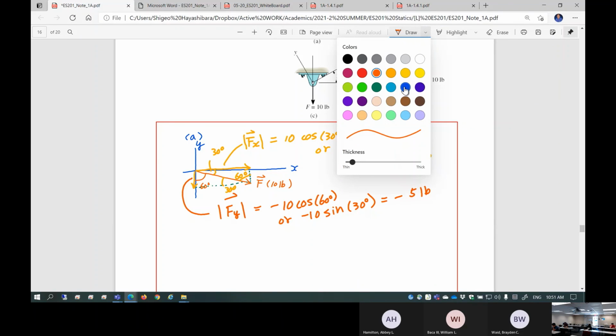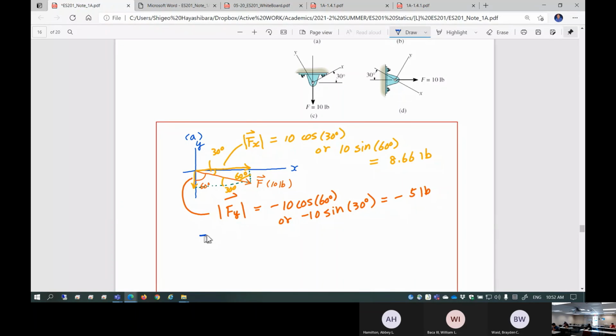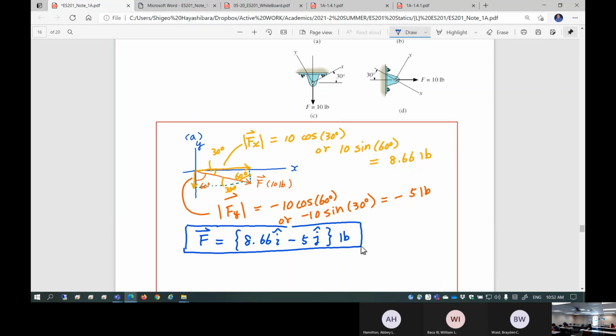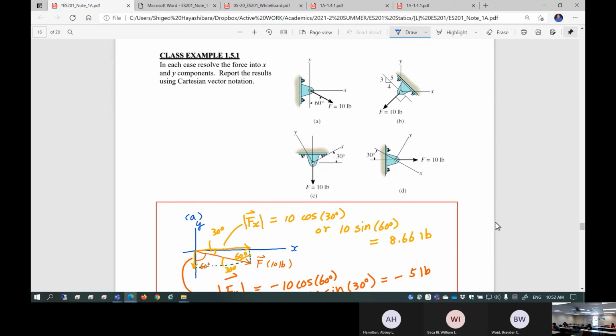So the conclusion here: what is the force F resultant? This can be resolved into 8.66 i minus 5 j pounds. So this is the conclusion of A.